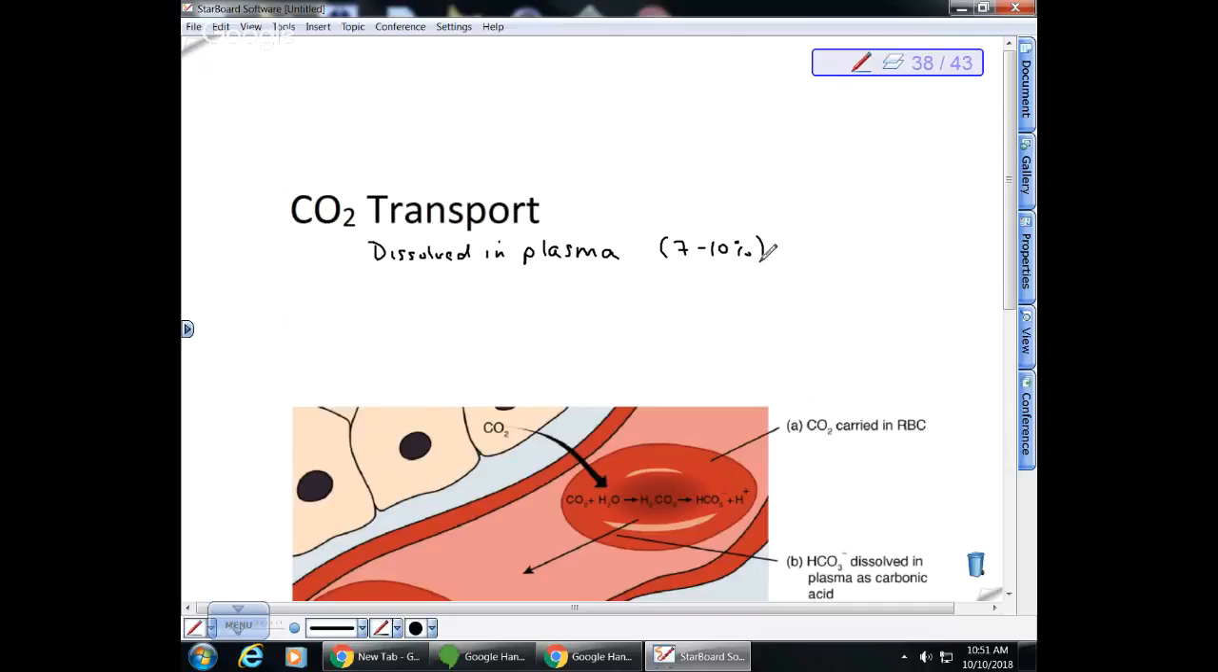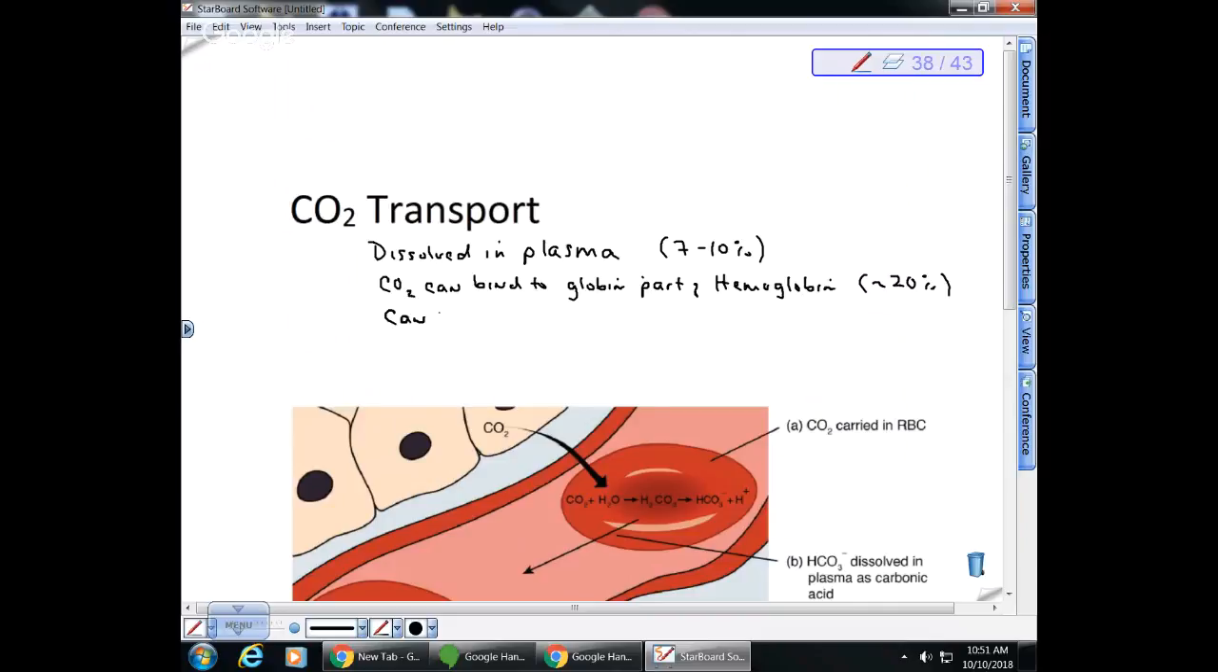We can also have the CO2 bind to the globin part of the hemoglobin molecule. That's about 20%. So it doesn't compete for access to the same binding sites. It's a different binding site. Carbon dioxide binds to the proteins, not to the iron molecules. And then the third way is what is demonstrated below.